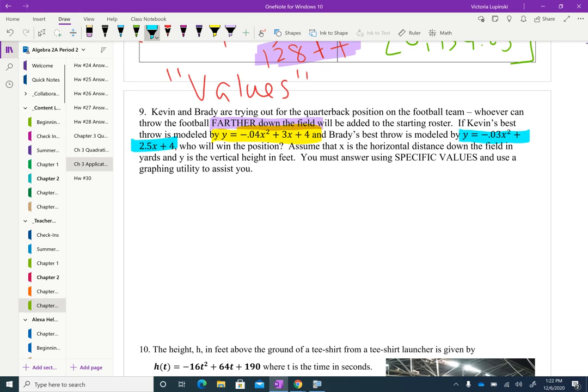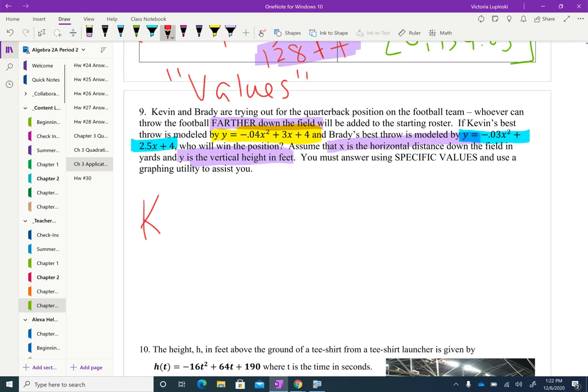Assume that x is the horizontal distance that you can throw it down the field in yards, and y is the vertical height in feet. Something you want to notice here is that there is no time in this problem. So if there is no time, that means that the values are going to be larger. So what I want to do here is first solve for Kevin.